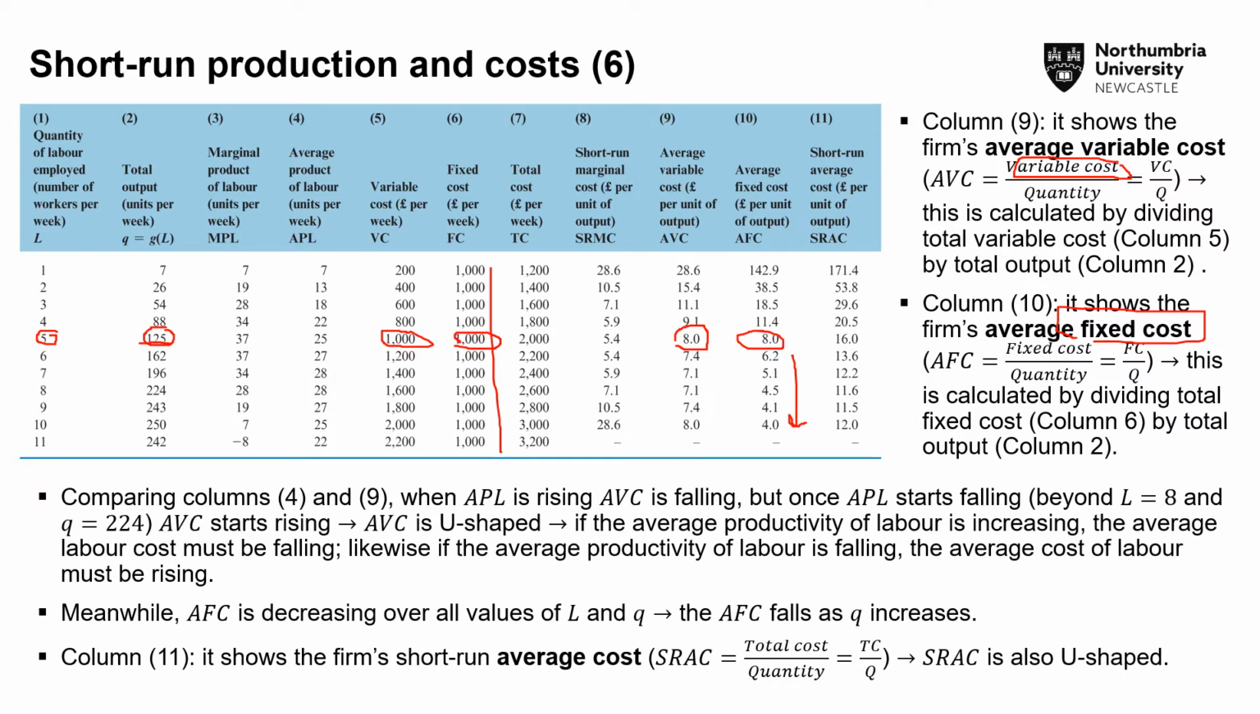Finally, we have the firm's short-run average cost, and this is the total cost divided by the level of output. So for example, here we add the variable cost, which is 2,000, to the fixed cost, and that is equal to 3,000. And then we divide it by the total units of output, which is 250, and we find that the short-run average cost is 12.